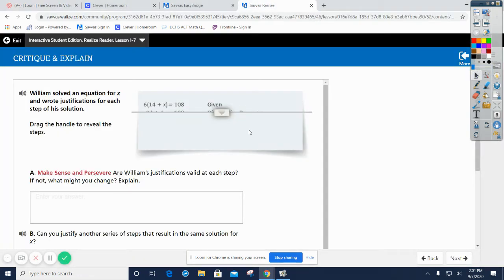So we're going to start with the 1-7. I skipped the first page, so this is the second page on 1-7. We're looking at doing proofs. Proofs are something that is used a lot in geometry.